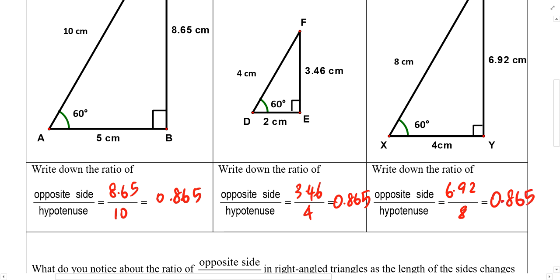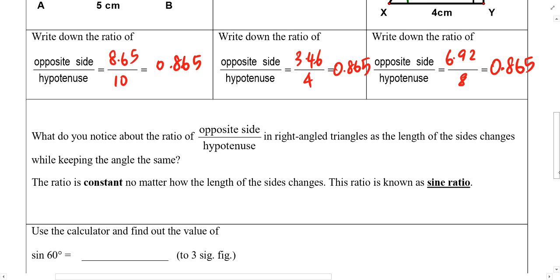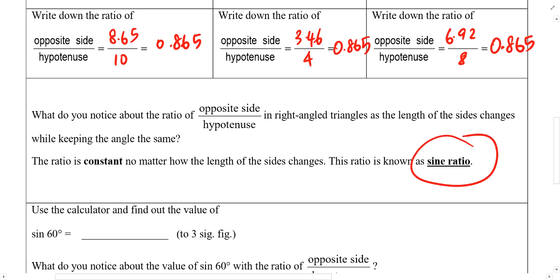Okay, we realize that we get the same ratio, the same value again for these three different triangles. And this is known as the sine ratio. So same thing, calculator, press sine 60, and we get 0.866. Then we round it off to 3 SF because this value is not exact.